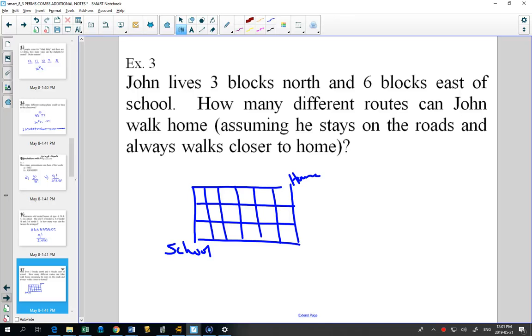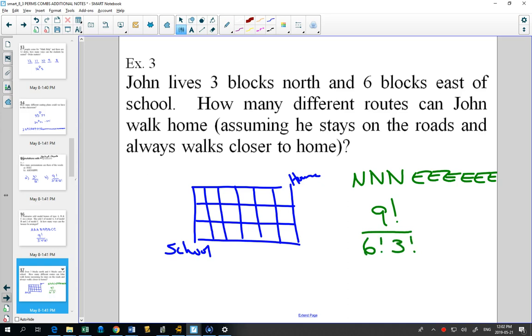His house is 3 blocks north and 6 blocks east of school. And he's walking home. How many ways can this be done? Well, this is identical objects because he needs to go north 3 times and east 6 times. So it'd be 9 factorial over 6 factorial, 3 factorial.